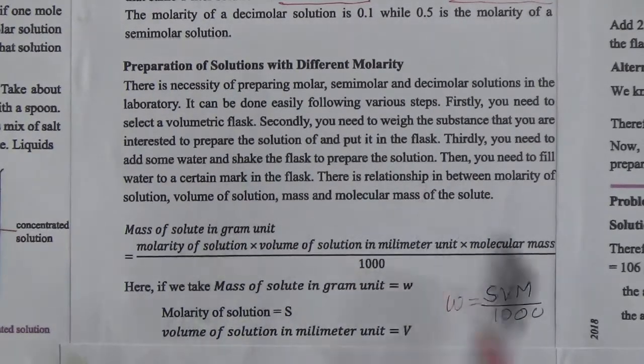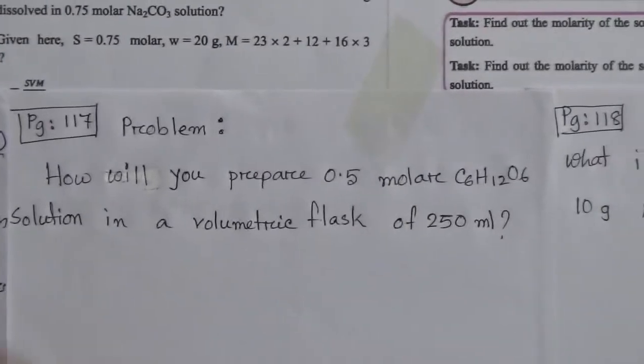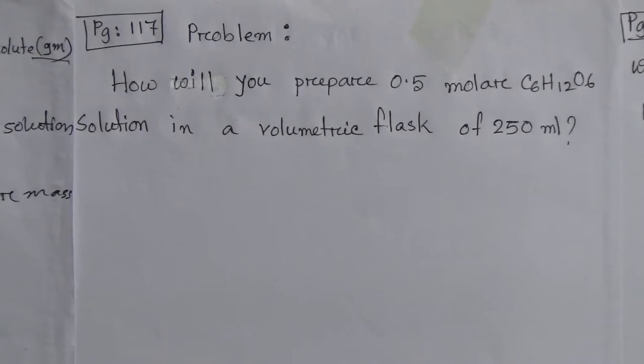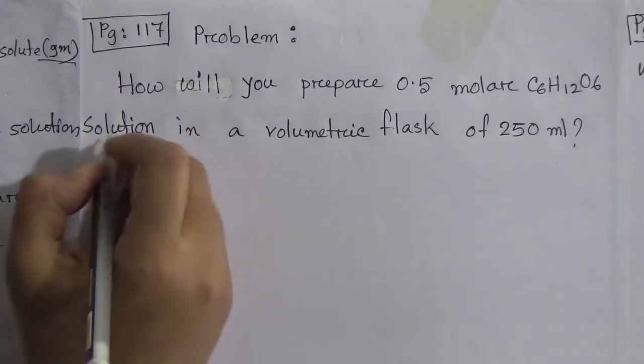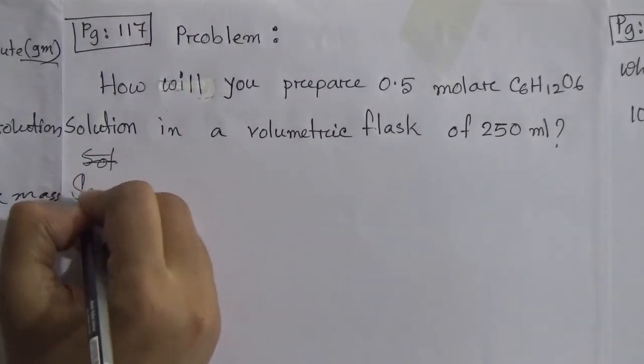Now I will go for solving the problems related to this formula, and first we will solve the problem of page number 117. How will you prepare 0.5 molar glucose solution in a volumetric flask? Now come to the solution. That is not a mixture solution, that is the mathematical solution.